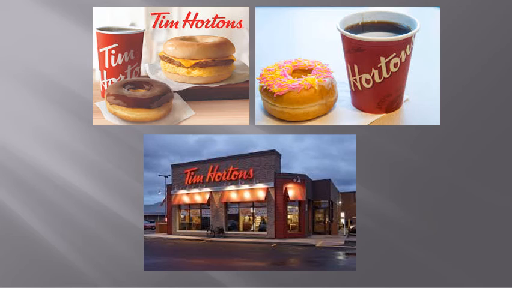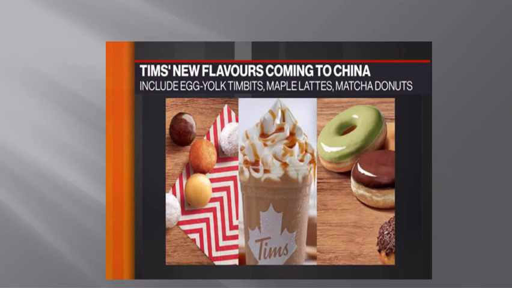Now, to expand themselves in China, they cannot maintain the same offerings like they have in US or Canada. They should be able to offer something new according to the Chinese style of eating. So over here, it uses a unique marketing and sales approach, and it adapts its offerings to local taste. So in China, they introduced some unique items like egg yolk temples, maple lattes, and matcha donuts to adapt themselves according to local taste and a new group of customers.